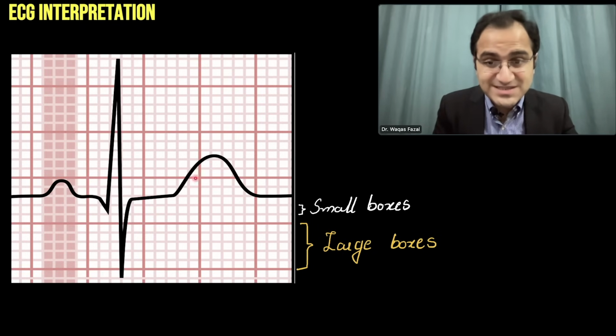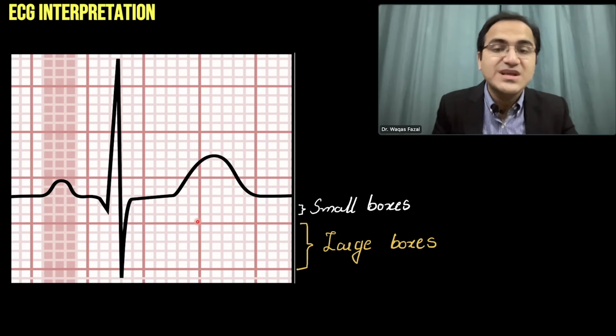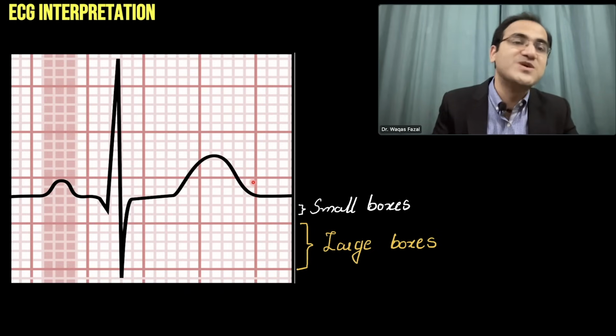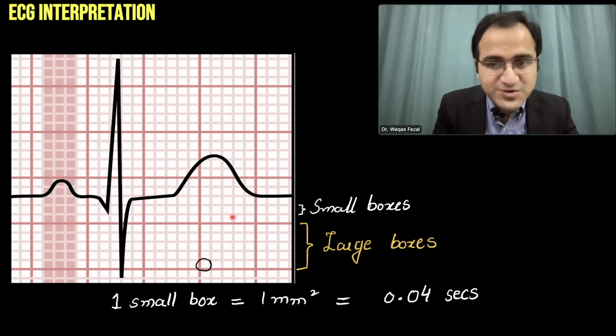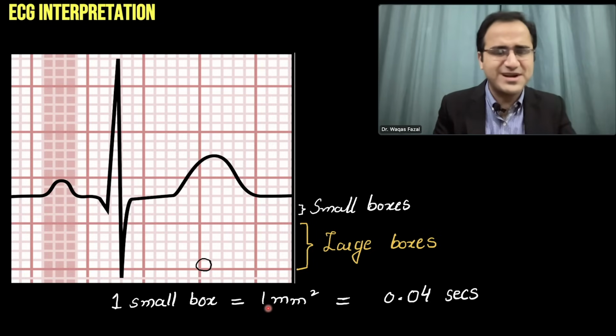Each large box is a square composed of 5 small squares in width and 5 small squares in height. Each small box is equal to 1 millimeter square. It means that one small box has 1 millimeter height, 1 millimeter width. 1 millimeter square, very important.